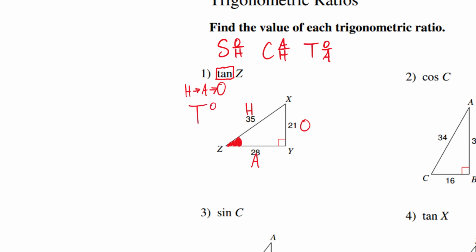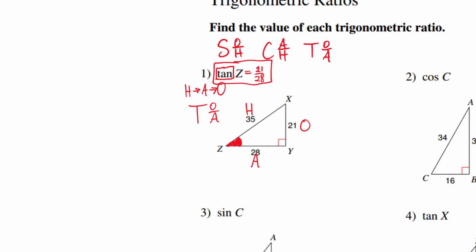Okay? So tangent is TOA. SOH CAH TOA. So what we're going to do is we're going to use those two. We're going to use the O and A, and we're going to put the O over A. So how long is the O, the opposite? Is 21. And how long is the A, the adjacent? 28. So our fraction here is 21 over 28.